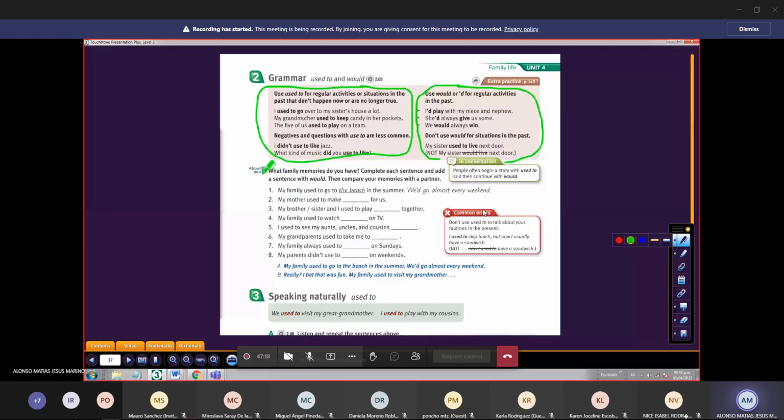We have the following activity, About You. What family memories do you have? Complete each sentence and add a sentence with would. Then compare your memories with a partner. Okay, what are we going to do? We are going to write down these eight sentences, but complete them with our own information. For example, the first example is done for us. My family used to go to the beach in the summer. We'd go almost every weekend.